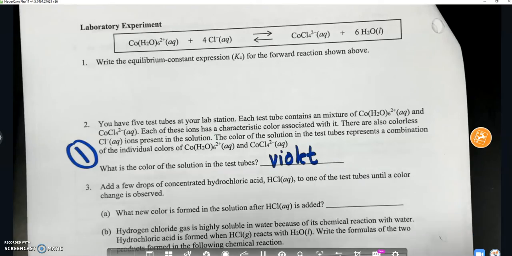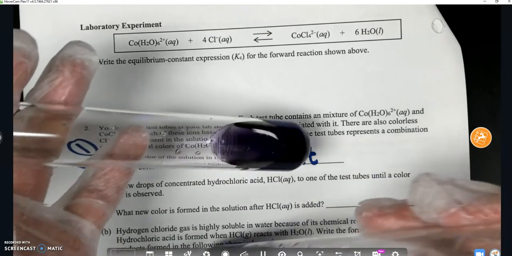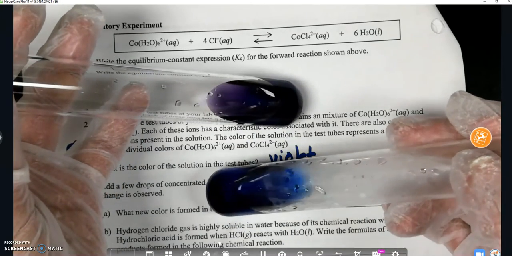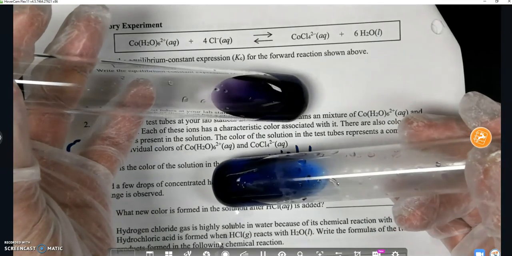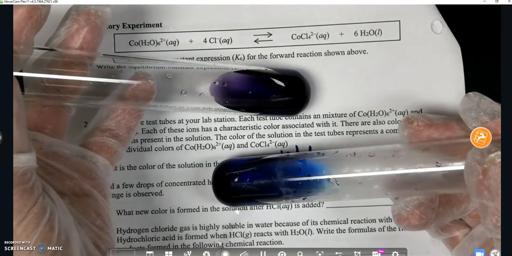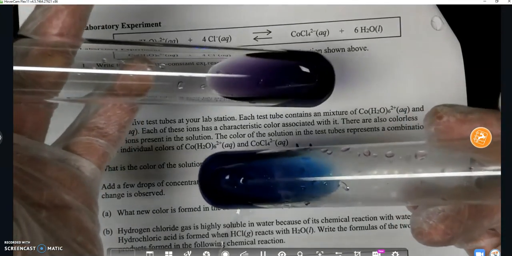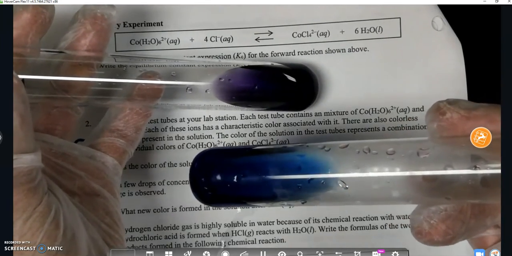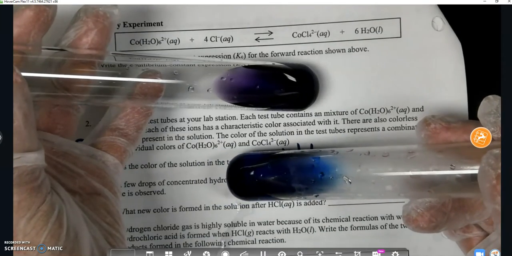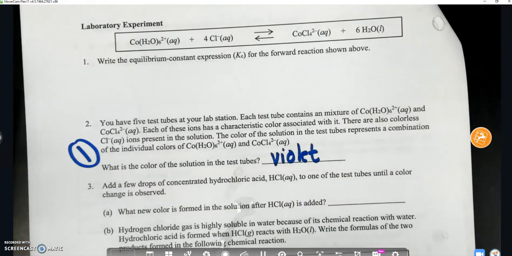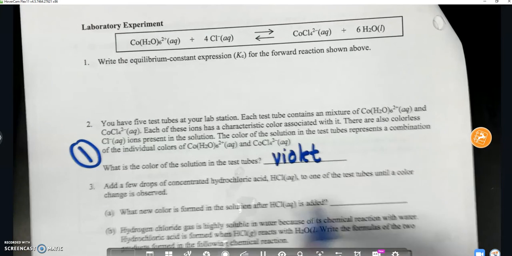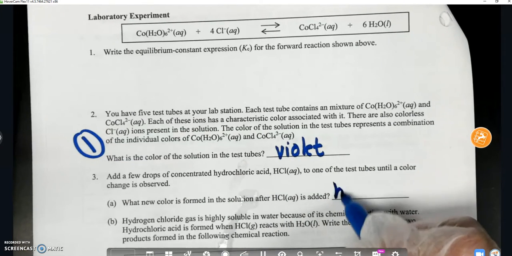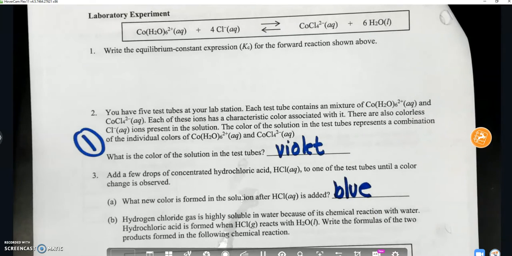So let's get our control. This one here is the control, the violet, and look what's happened. When I added concentrated hydrochloric acid, I now have a blue color. This is the control with HCl, or hydrochloric acid, added to the solution. So when I added a few drops, the new color formed is blue.